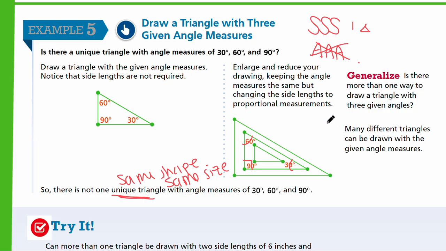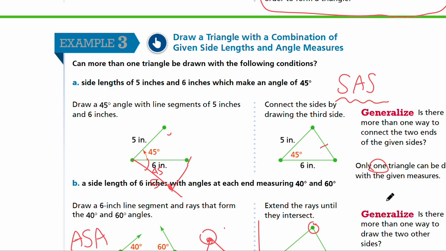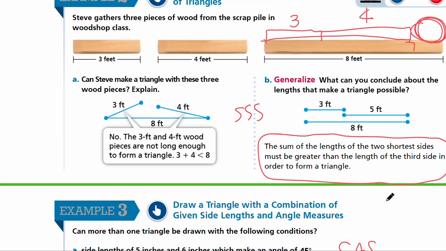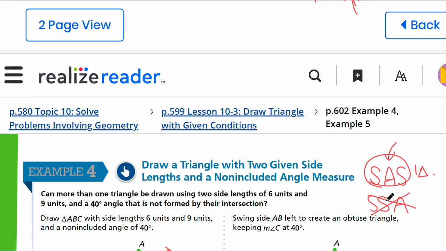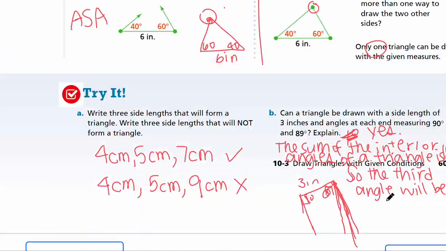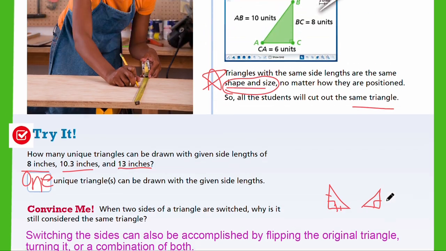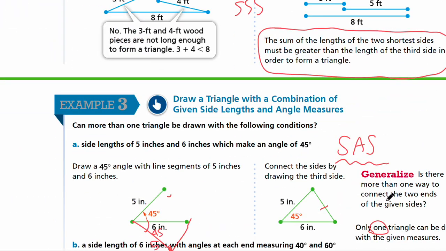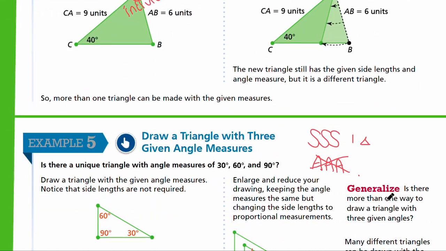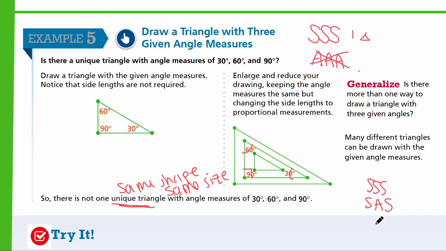So the only way you will have one unique triangle is side, side, side, and then side, angle, side, where the angle is the included angle. And what else did we look at? Side, angle, side. Yeah, SSS, SAS. Is that the only thing we looked at? Okay, sure. So just SSS and side, angle, side.